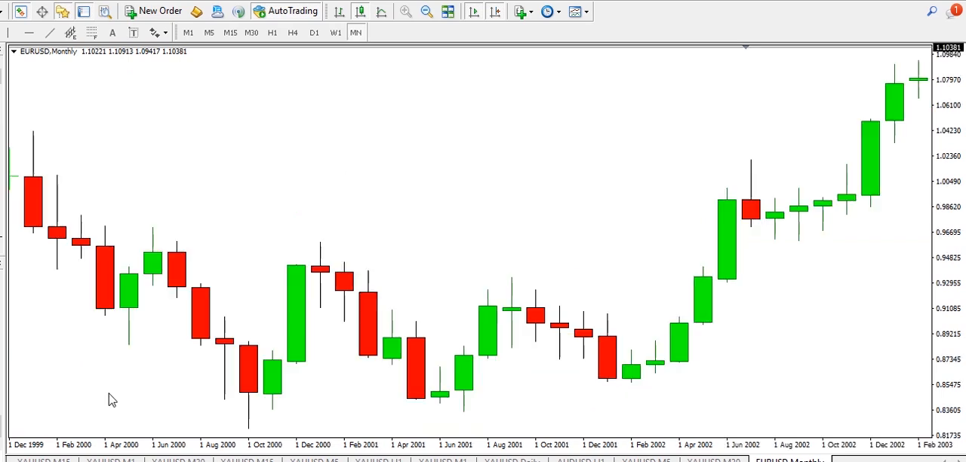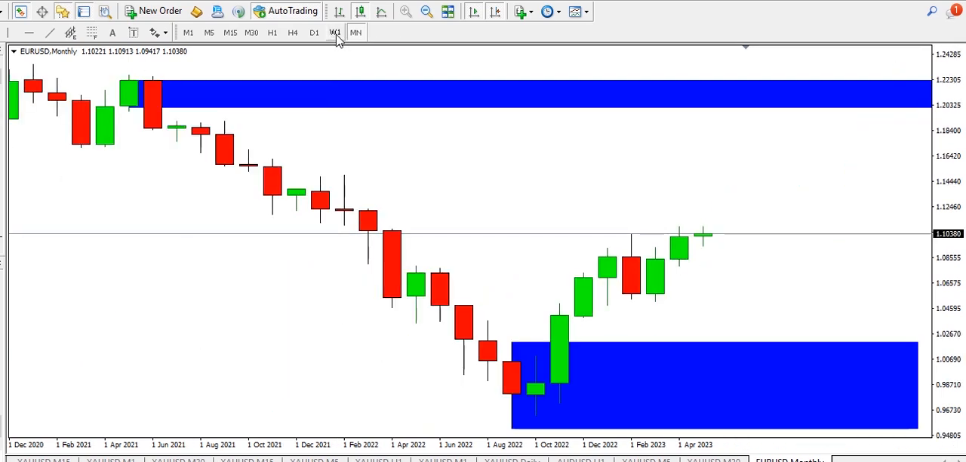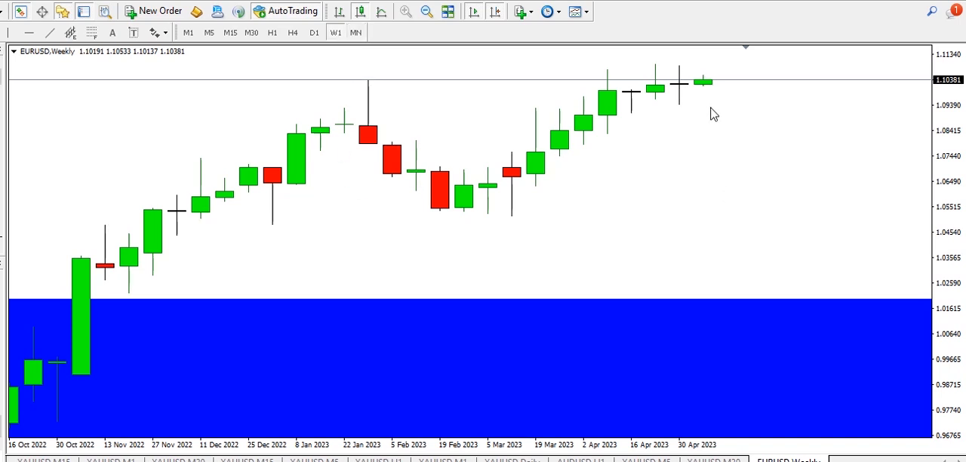If you drill down to the weekly time frame, you expect price to come down and form an order block within this order block. So immediately price forms an order block here, you can place your buy trade, open the buy position, and then ride the newly formed trend and make some profit. So that's order block on the monthly time frame.